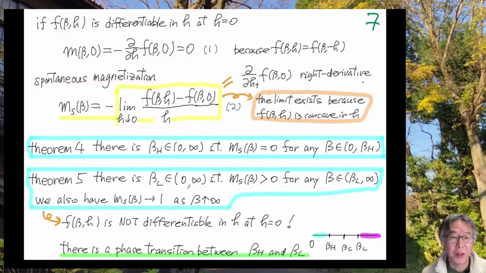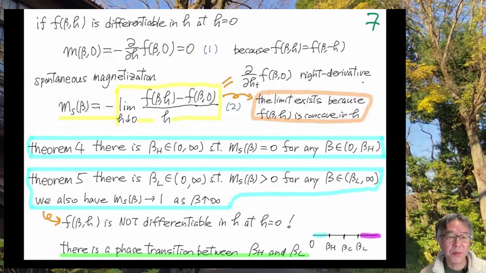Again, this is the same as what I discussed in part 1. So this is the right derivative, which always exists because of the concavity, and so it's written like this. So we define the spontaneous magnetization this way. And these are two very important essential theorems.